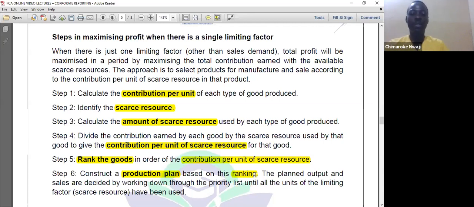Now, your production plan is going to look like this. On the first column, you are going to have your ranking, where you have them first, second, third, fourth, and so on. Then the products, according to the ranking. Which product is ranked as first? Put that there. Which one is ranked second? Like that. What you are doing is what we call scale of preference in economics.